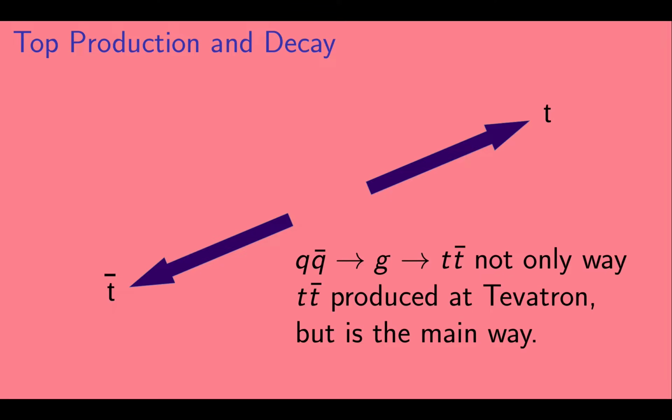Now, the process of quarks colliding and producing a gluon, which then goes to a t-tbar pair, is not the only way that top-antitop pairs are produced at the Tevatron, but it is the main way. Fun fact, because the Tevatron collided protons and antiprotons, but the LHC collides protons with protons, this is not the main production diagram for top-antitop pairs at the LHC.